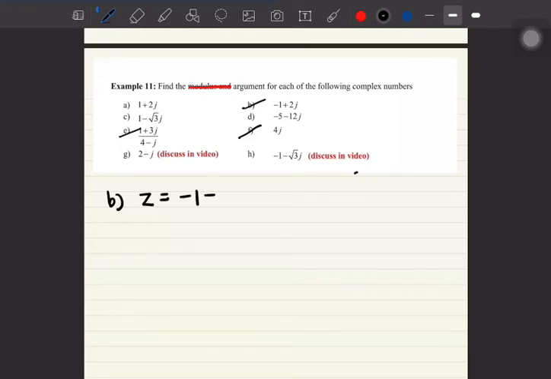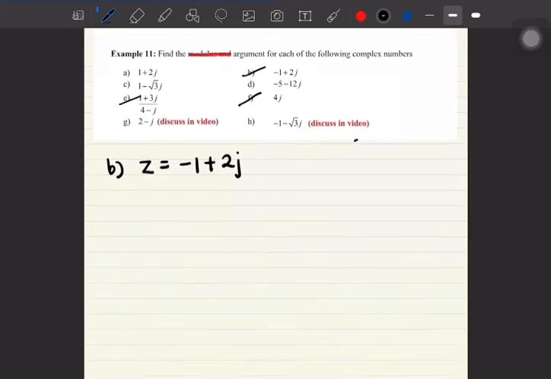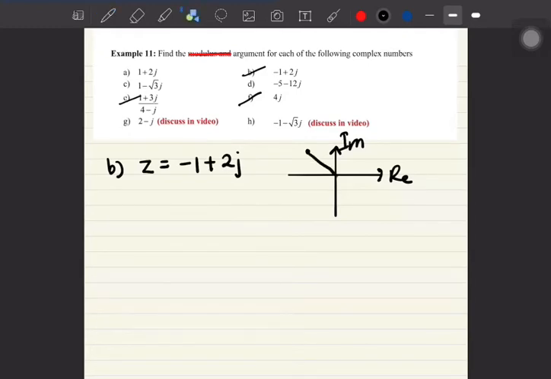For B, you are given Z equals -1 plus 2j. So you know that your A is equal to -1 and your B is equal to 2. When you plot this complex number on the Argand diagram, it lies in the second quadrant. Why? Because you have negative for the real part and positive for the imaginary part. So you will have it here. Where is your actual angle theta? From the positive real axis to the complex number. So this is your theta, and it lies in quadrant 2.